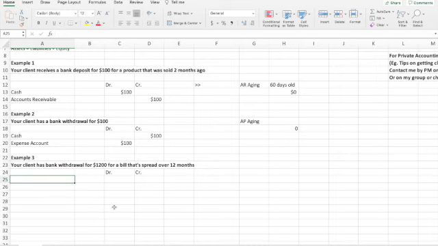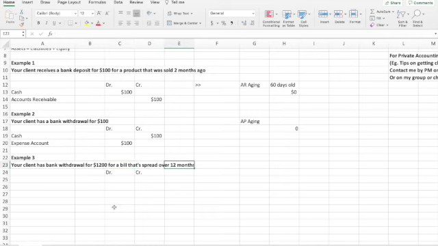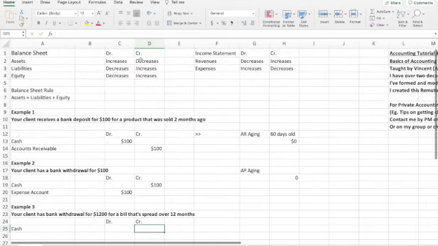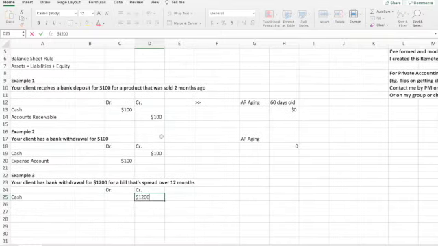For example 3 over here, again, your client has a bank withdrawal for $1,200 for a bill that's spread out over 12 months. Okay, guys, so let's talk about this. What's going to happen here, right? Once again, this is hitting the bank account, and your cash is getting taken out. So remember what happens up here. It's an asset. We're decreasing our asset. So right off the bat, $1,200 is taken out. So the cash is automatically withdrawn.